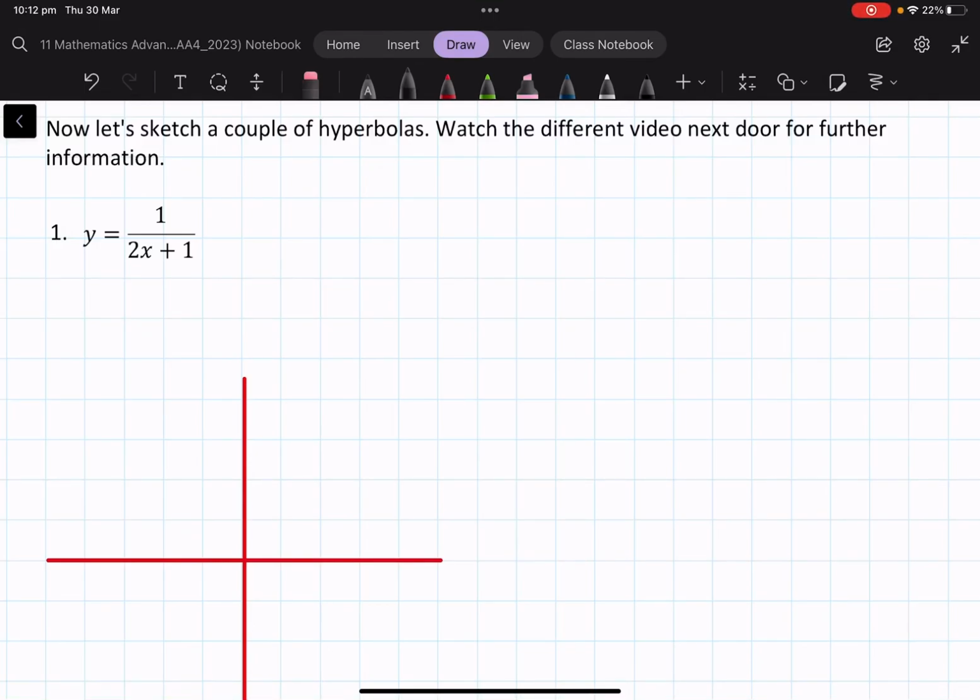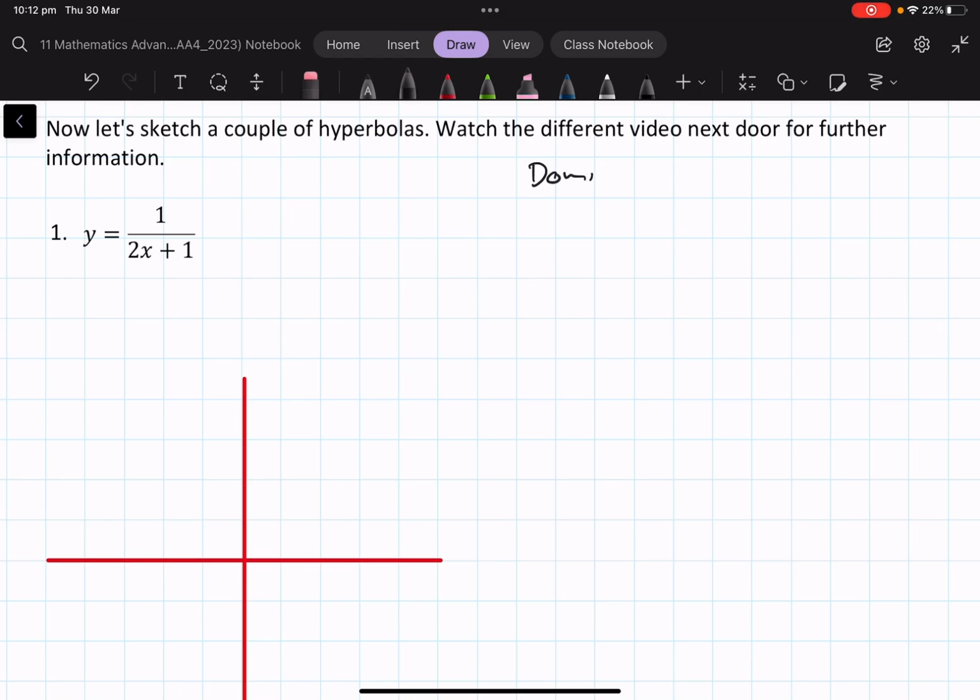Right. Well, here we are again. So, some examples of hyperbolas. Now we've got here y equals 1 over 2x plus 1. Okay, now pretty much automatically what we should start to be thinking about is what's the domain, what's the range? And so let's have a think about that first, of this first one.